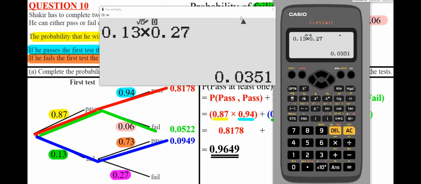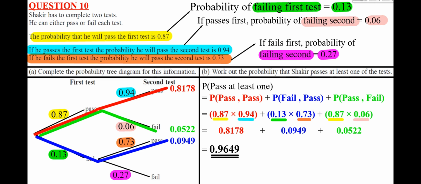So what we could have done is worked out the probability he failed both, and then did one subtract the probability fail, fail. Because if we subtract the probability of failing both, what we remain with is all the other options where he's passed at least one. So as an alternative, it's the same as doing 1 minus probability of fail and then fail. But anyhow, question 10, the final answer is 0.9649.